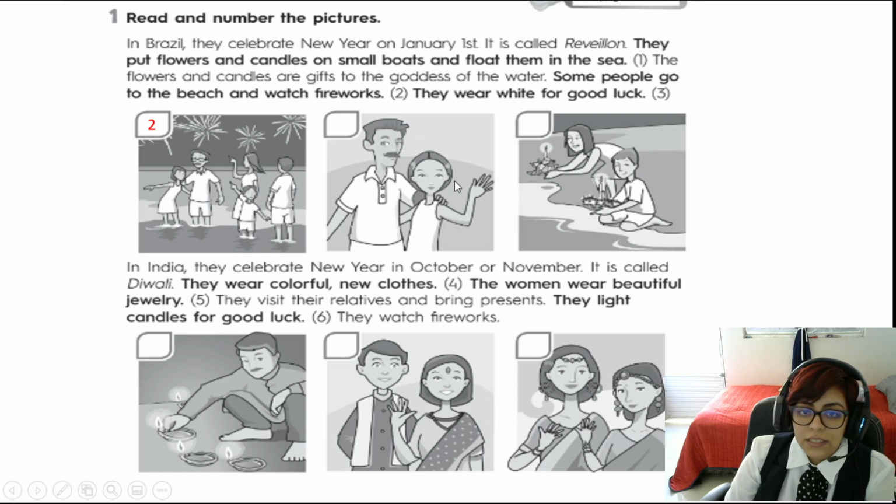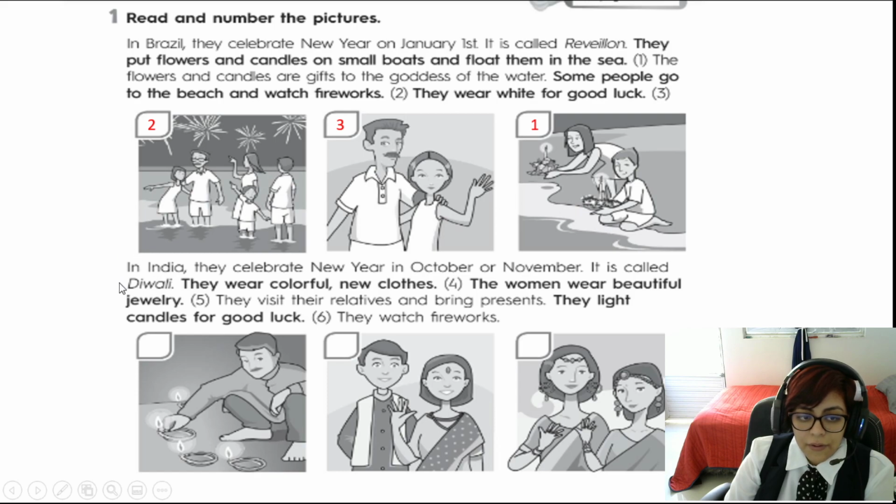Which one is this picture? Which number is this picture? Number 1 or 3? It is the number 3, because they are wearing white, and they wear white for good luck. And this one is the number 1, because they put flowers and candles on small boats and float them in the sea. They are putting the boats in the water.